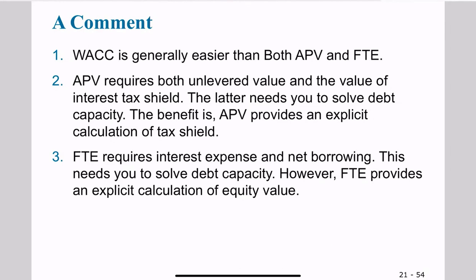And then we have this APV method. And you can see that this is more complicated because you have to explicitly find out the present value of interest tax shields. But you can see that this complication also offers the benefit. That is, you can clearly see the components of your valuation, right? You can see both the unlevered value and you can also see the value of the tax shield.